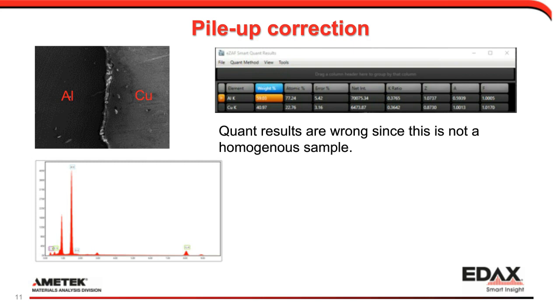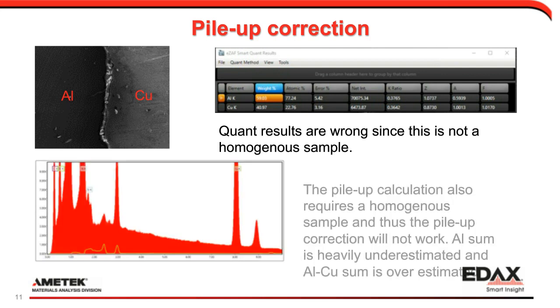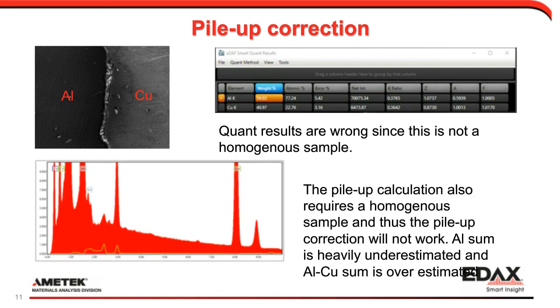This is 100% aluminum and 100% copper, and the quant results will not reflect the relative area coverage either. So this is a bad approach. Don't click the quant button if you have an inhomogeneous sample. But on top of that, our pileup calculation also requires a homogeneous sample to work. So if you have an inhomogeneous sample, the pileup correction will not work either.